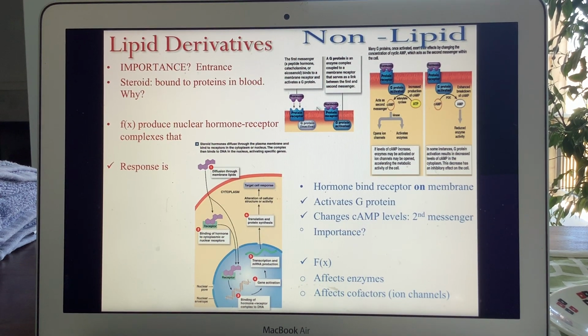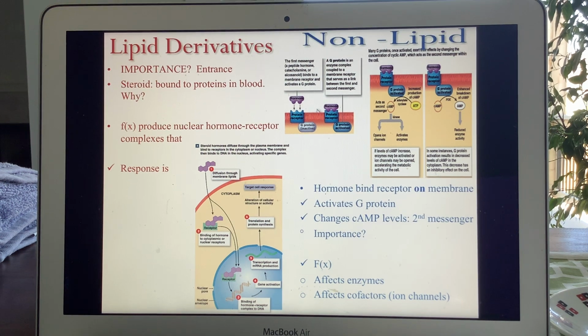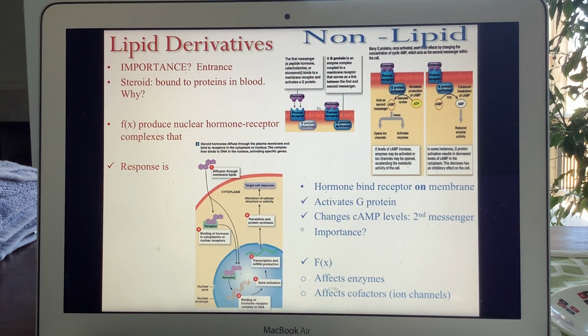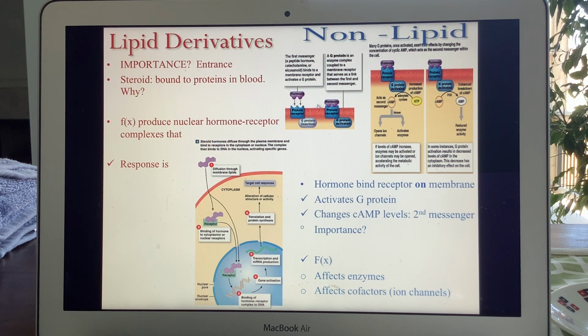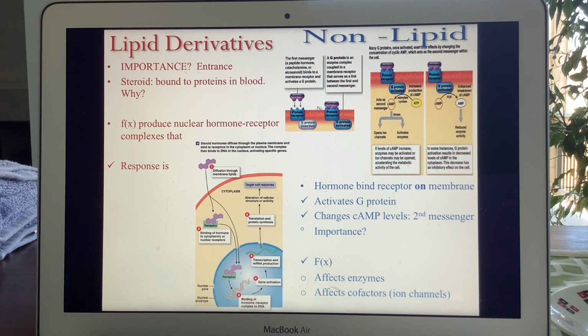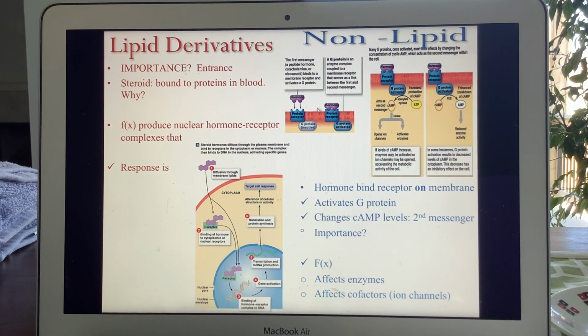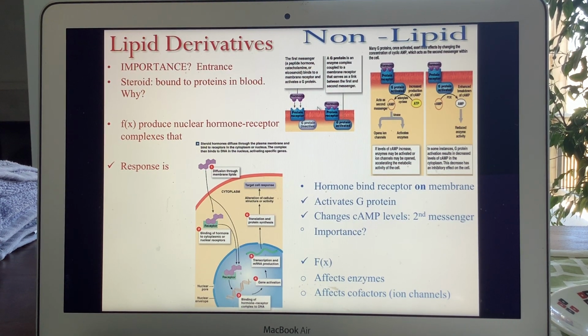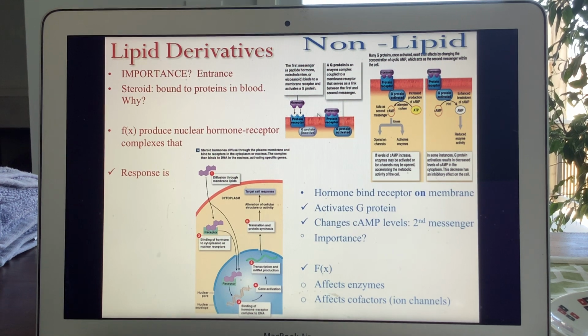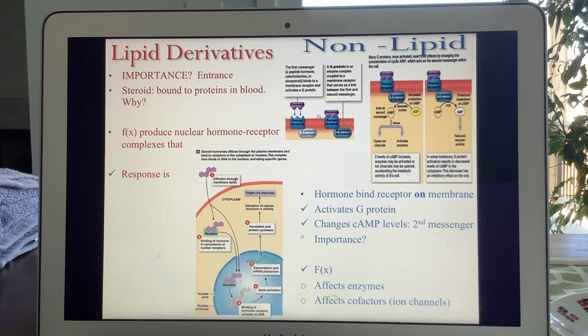Lipid derivatives, they're steroids. In the blood, they have to have a protein so that they're soluble in blood. Since they are lipid, they just slide through the membrane. They slide through the nuclear membrane. Then they're going to produce a nuclear hormone receptor complex. That complex is going to activate a gene for transcription. So you're going to make one protein. When we talk about lipid derivatives, their response is always 1-to-1.